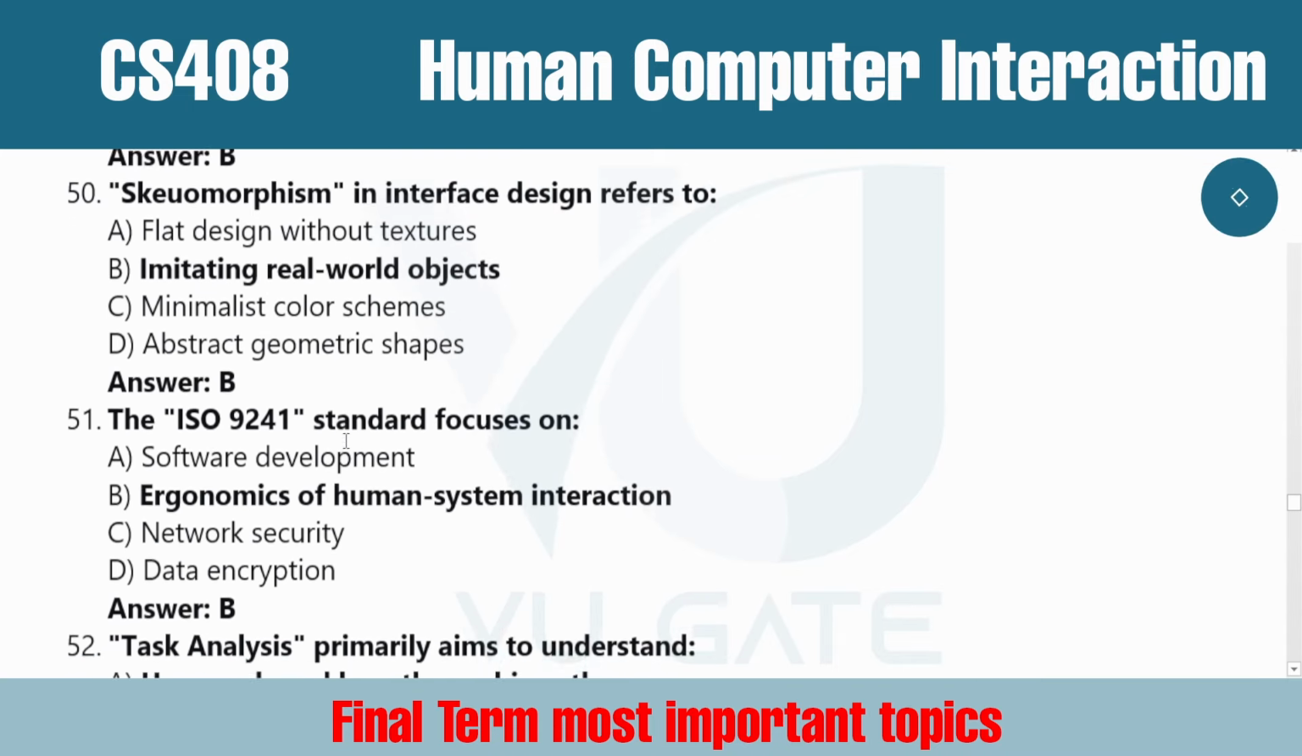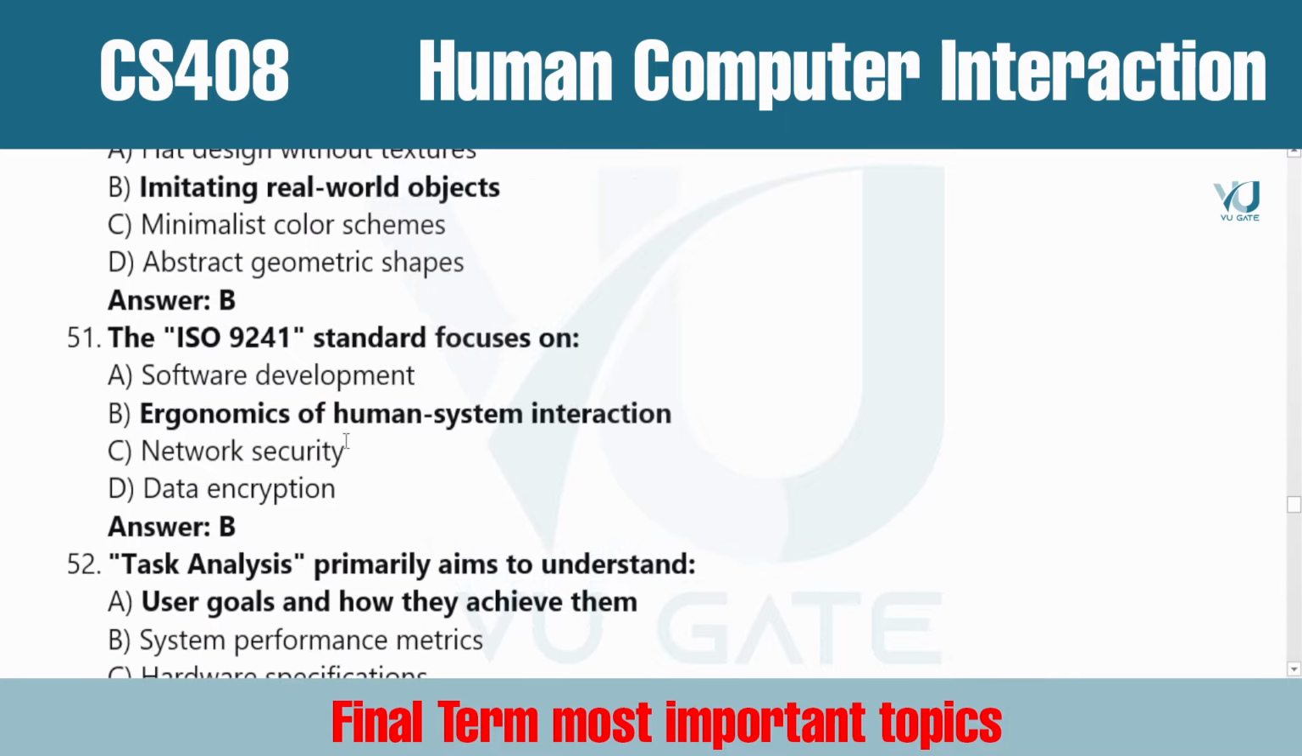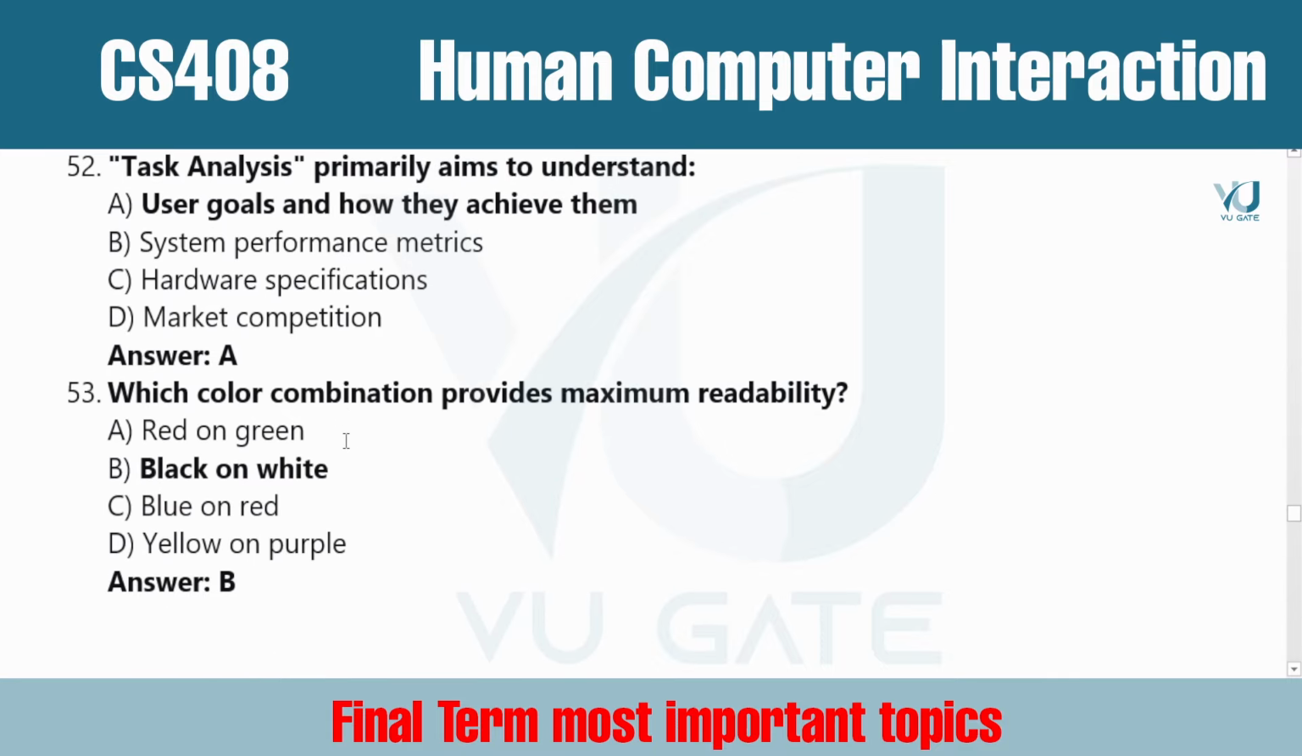Question 50. Skeuomorphism in interface design refers to? The correct answer is option B, imitating real-world objects. Question 51. The ISO 9241 standard focuses on? The correct answer is option B, ergonomics of human-system interaction.